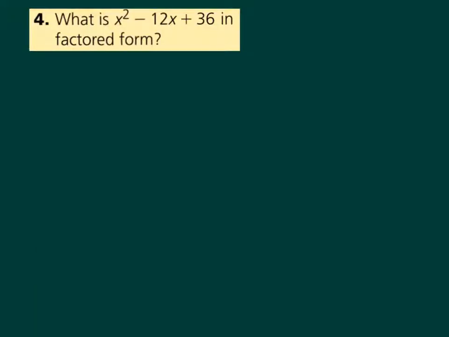So in this problem, the leading coefficient is a 1. So all we have to do is find 2 numbers that multiply to be positive 36 and add to be negative 12, which is x minus 6, which we would prefer writing as x minus 6 squared.